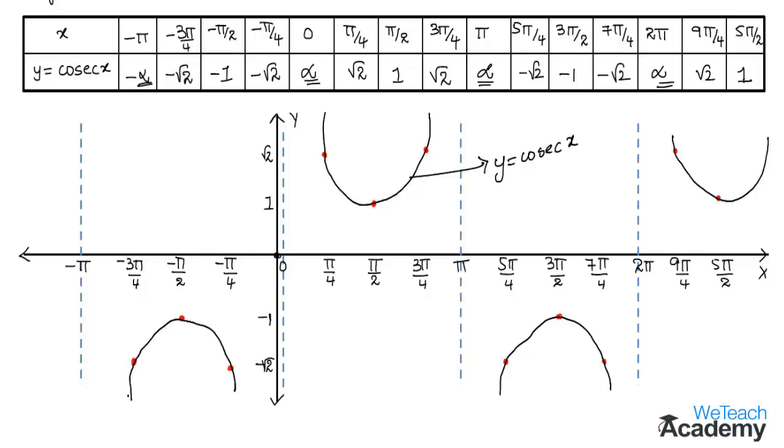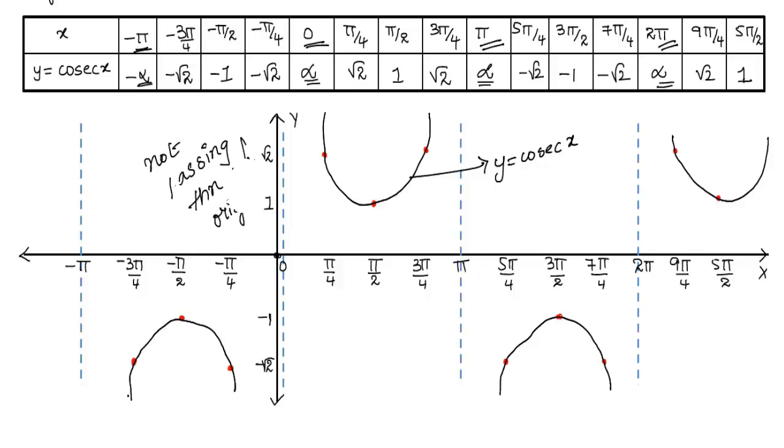And make a note of the following points: the graph of cosecant x is discontinuous at x equal to minus pi, 0, pi, 2 pi, 3 pi. And then the graph of cosecant x is not passing through the origin, and cosecant x does not lie between minus 1 and 1. So this was a basic introduction on how to draw the graph of a trigonometric function y equal to cosecant x. Hope you understood the concept.